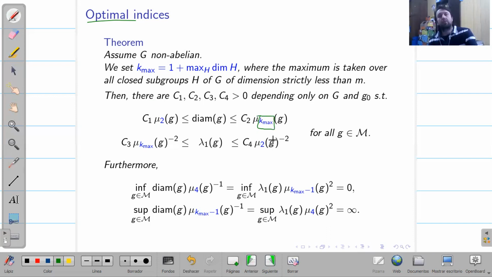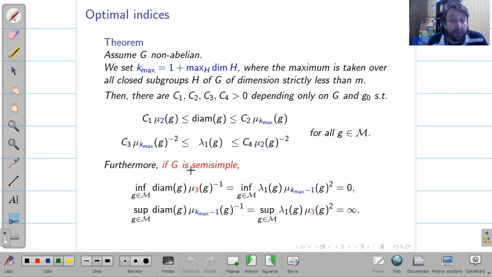We cannot put a lower index there, right? This is optimal. And the same with this, with lambda 1, the first eigenvalue. And here we have 2, but there we have 4, which means that you cannot put 4 there, but it might be possible to put 3 or 2. 2 is already known, but I was not able to prove whether we can or not put 3.